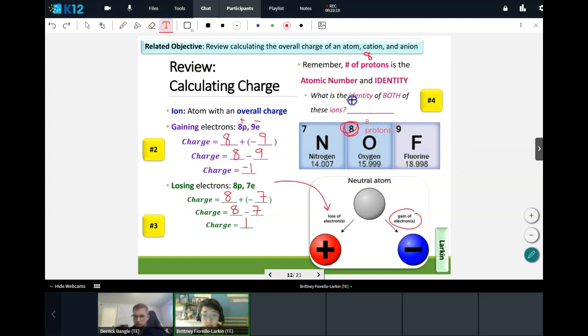Go ahead, give me a smiley or an emoji in the chat box if that makes sense. Again, both of these are oxygen. Electrons can change all they want. It will still be oxygen if it always has 8 protons. This is the answer to number 2, number 3, and number 4. Please raise your hands once you have this completed in your notes. I'm going to go ahead and set a timer for 20 more seconds.